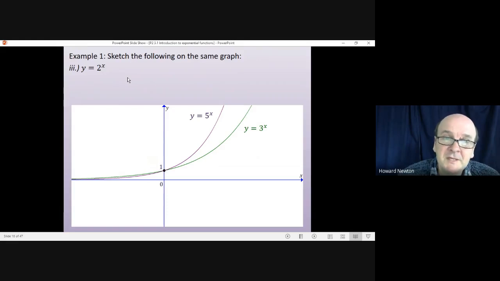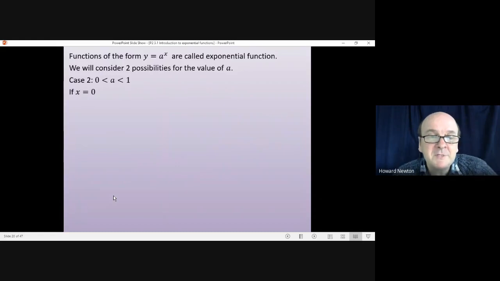y equals 2 to the x, well, that's the smallest of the 3 numbers, so everything will happen more slowly. It'll get bigger more slowly. It'll also get smaller more slowly. So on this side, it won't be so steep, and on this side, you'll notice it's on the top, it's getting smaller more slowly than the other 2 curves. Okay, that was case 1.